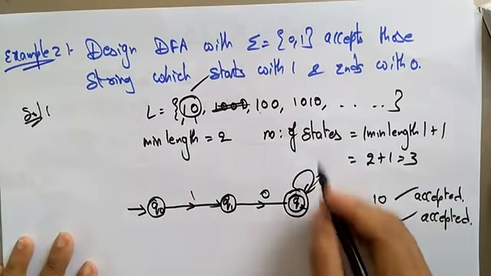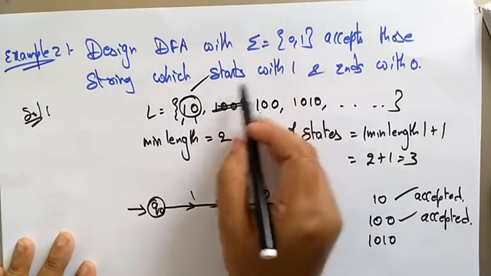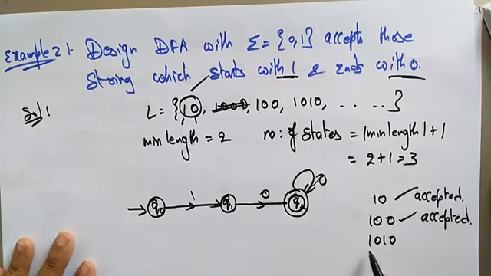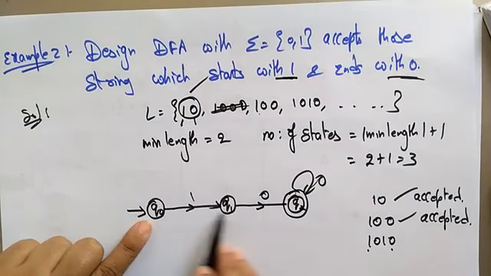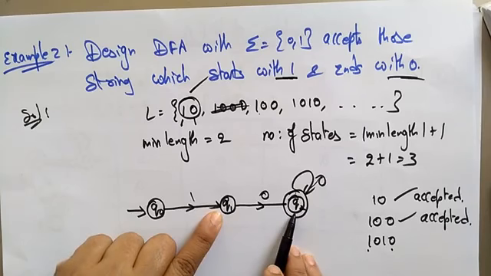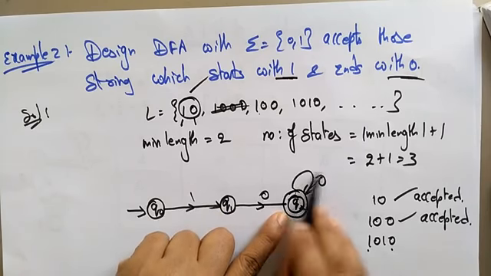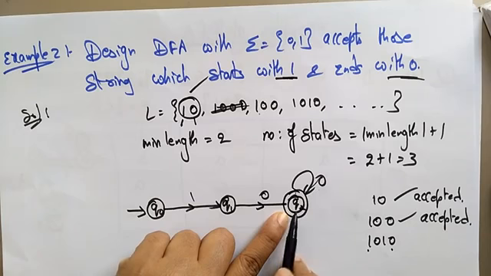Okay. So next let me take the string 1 0 1 0. Our question is starts with 1, ends with 0. So here it starts with 1 and ends with 0. So in between, whatever it may be, let's check. Q0 on 1 goes to Q1. Q1 on 0 goes to Q2. Again Q2 on 0 goes to Q2 itself. Means it is reaching the final state.